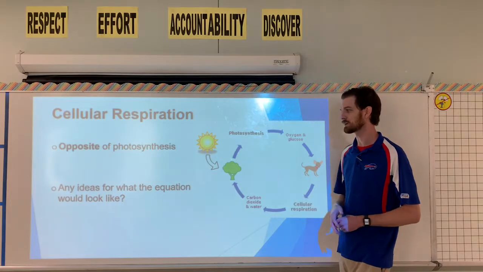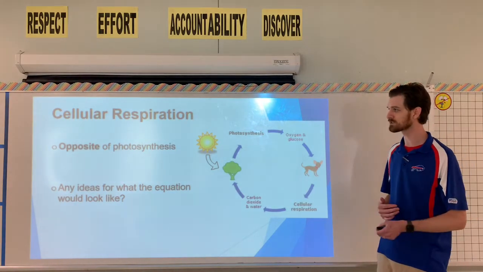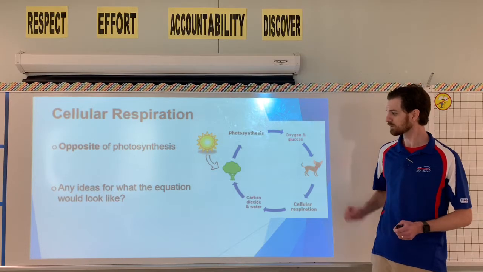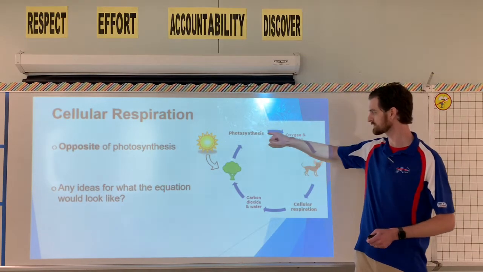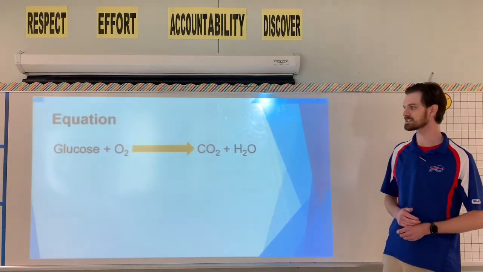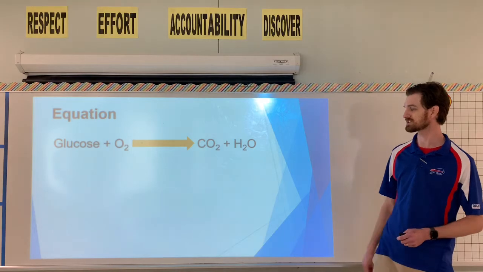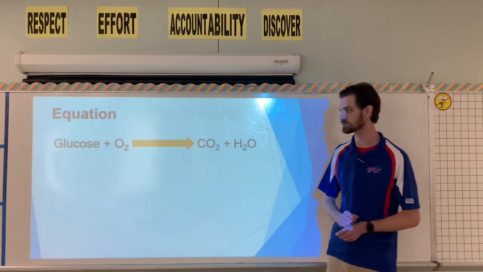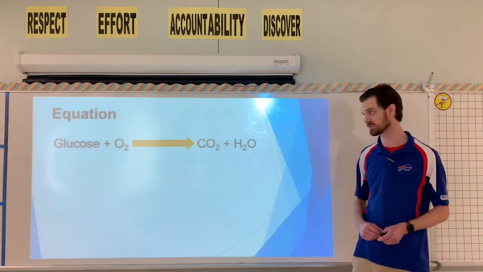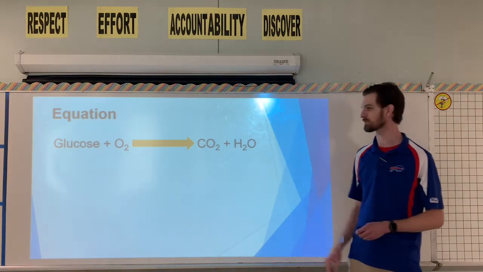So thinking about if it's the opposite of photosynthesis, what might the equation for cell respiration look like? Well, if you look at this cycle, the photosynthesis feeds into cell respiration and it goes back. So hopefully you're tying the idea together that basically the equation is just the opposite of photosynthesis. Instead of ending with glucose and oxygen, those are our reactants in this one. And our products, what's produced here, are going to be carbon dioxide and water.